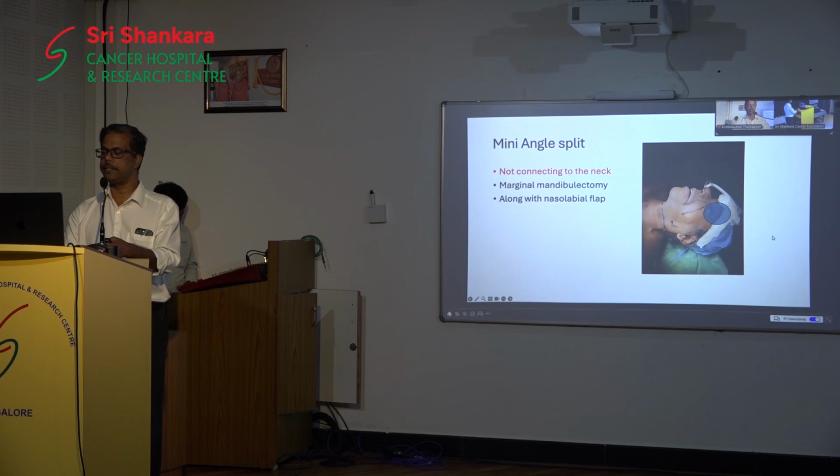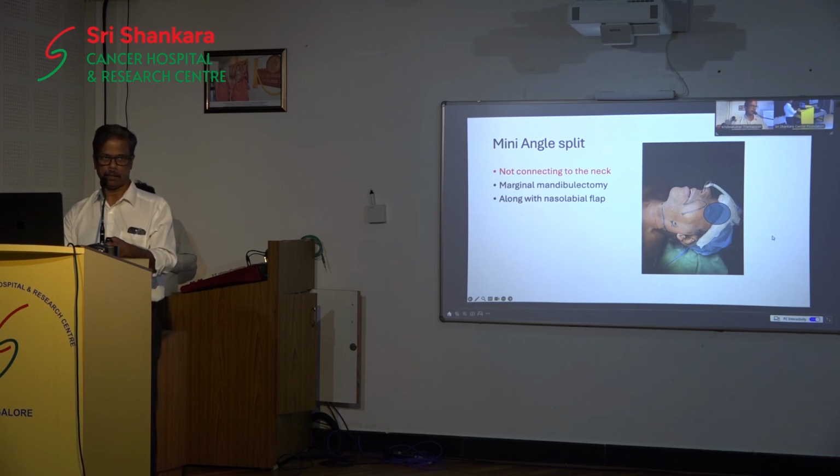We retain this part, and this is usually done when we do a posterior marginal mandibulectomy, when we don't need a full lower cheek flap to be raised, but this mini angle split can provide access towards the ramus area. If this goes down a little more, you can do a marginal mandibulectomy without a full cheek flap. This can be designed like this when the defect inside is not too big. We can also design a nasolabial flap by doing such a mini angle split.